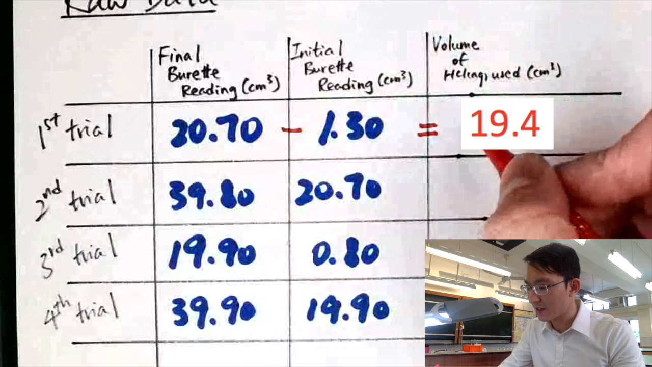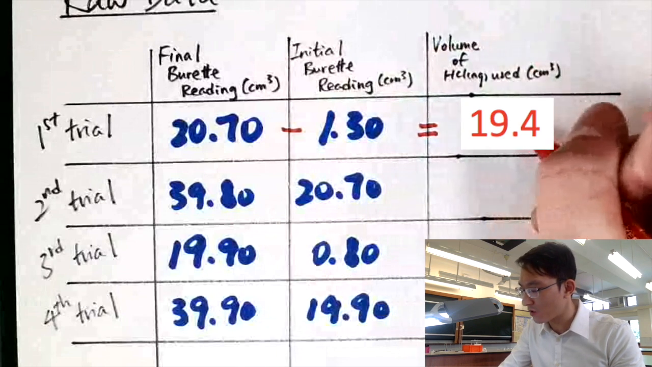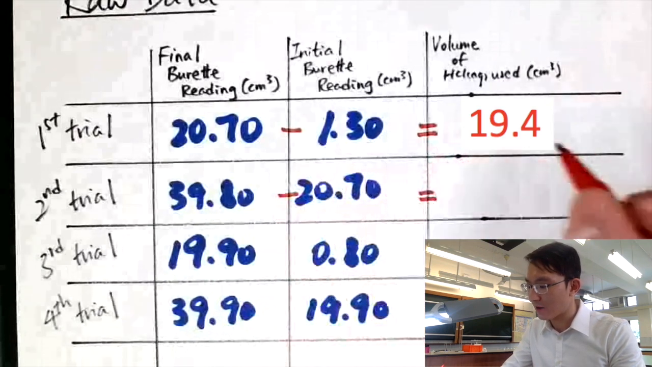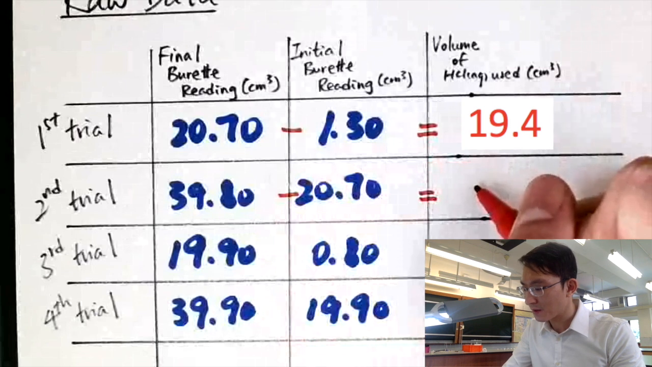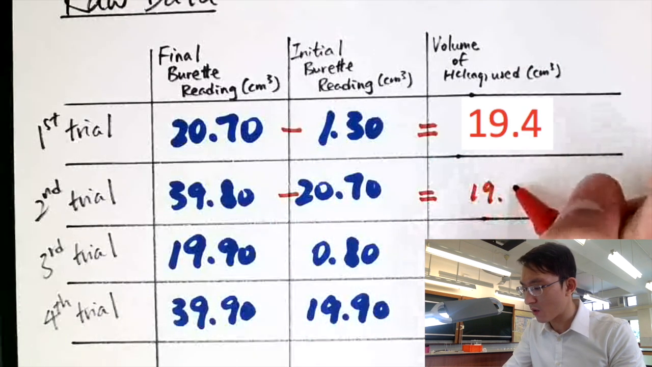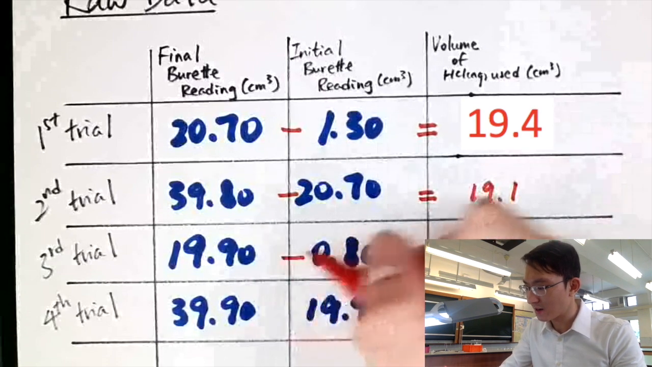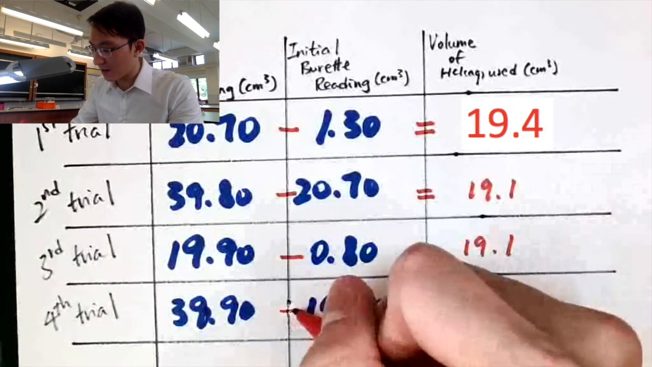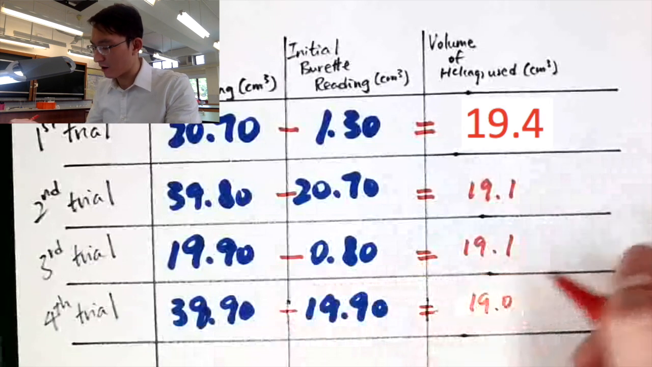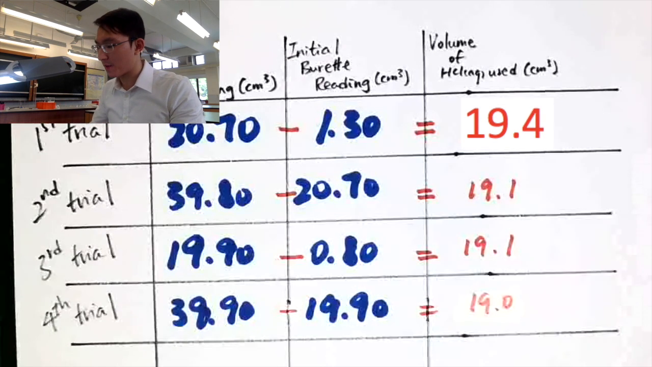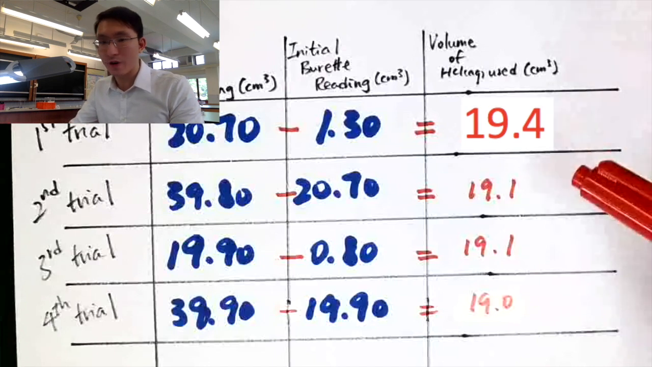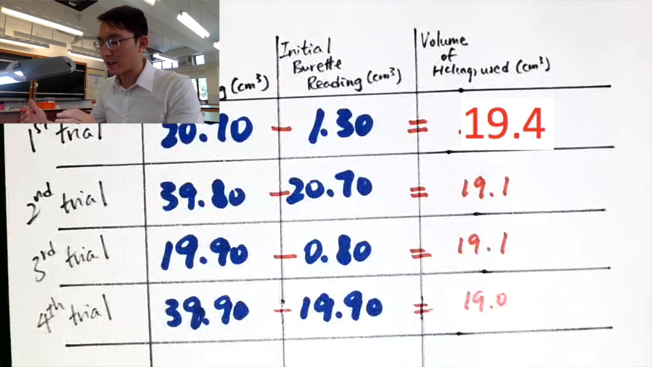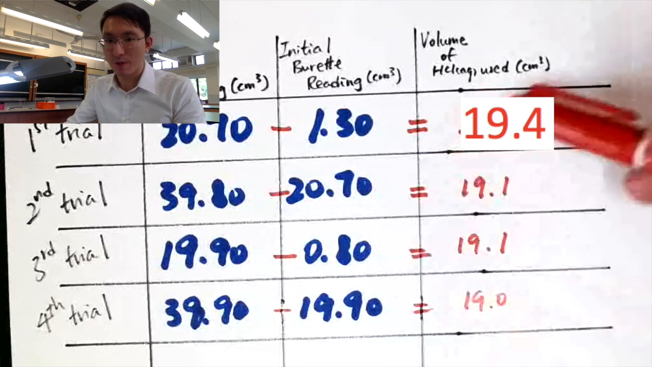So for example, in this case, we have used 20.40, and for the different trials here, we just follow these steps. For this one, we get 19.1. This one, we get 19.1 as well. And this one, we got 19. All right, so we have finished the raw data table. We have finished finding out the volume of HCl used in every single trial. So let's move on to the next part where we process the data from here.